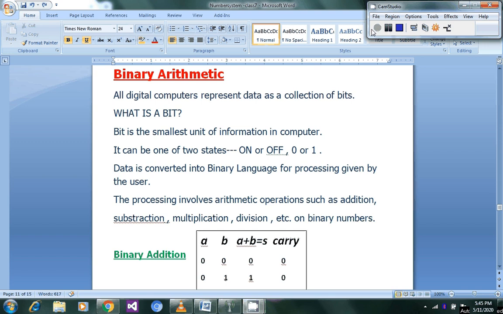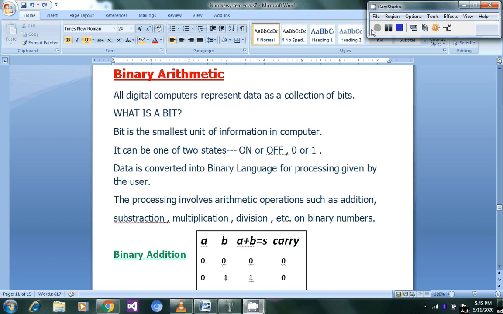So all of this data which you have given to the computer is in the form of 0 and 1, that is the binary digit. There are several operations that involve processing, such as addition, subtraction, multiplication, division, etc., on binary numbers. So here, as given in your book, are the binary arithmetic operations. The first operation in this row is binary addition.